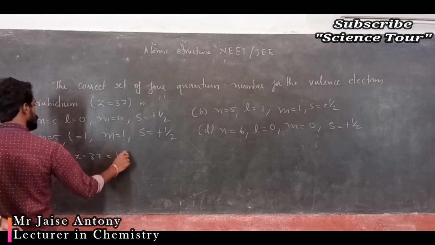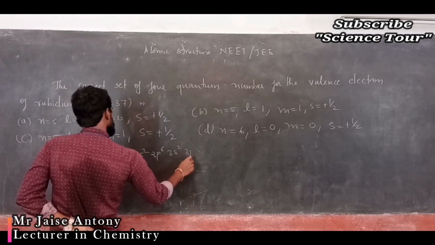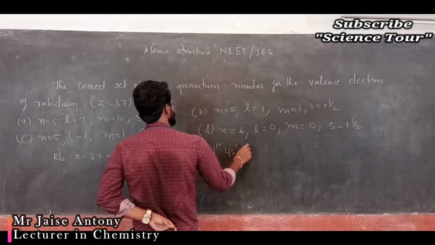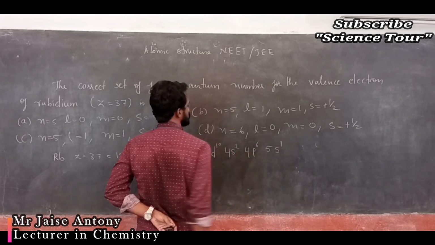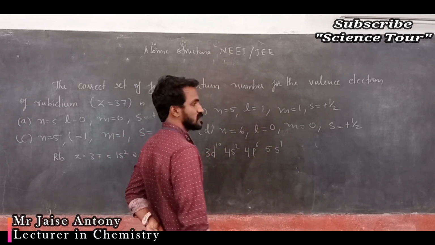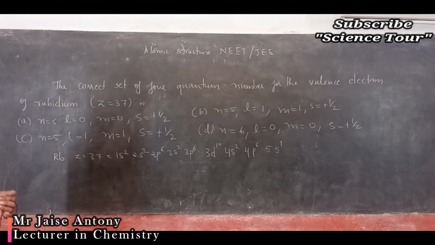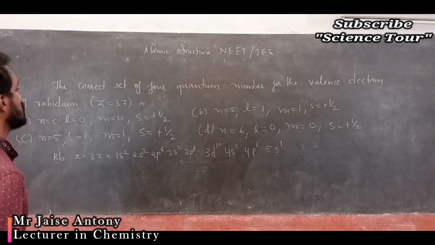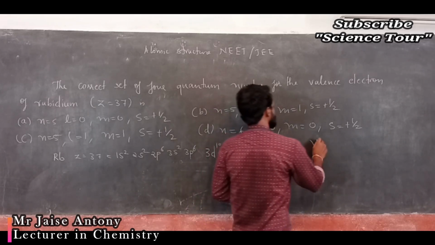It is actually 1s2, 2s2, 2p6, 3s2, 3p6 and 3d10, 4s2, 4p6, 5s1. This is the electronic configuration of rubidium 37, my dear students. In this electronic configuration, the last atomic orbital, the last energy level, is 5s1. That means n is equal to 5.